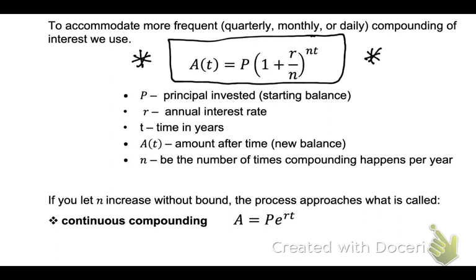So quarterly is how many times? How many quarters are in a year? 4. Monthly is how many? 12. Daily? 365. Weekly? 52. Okay. So that's the only thing that's going to change.